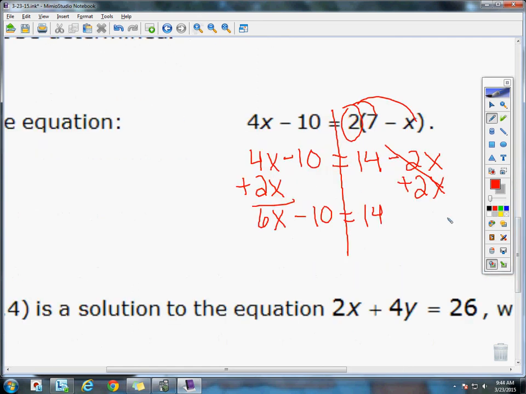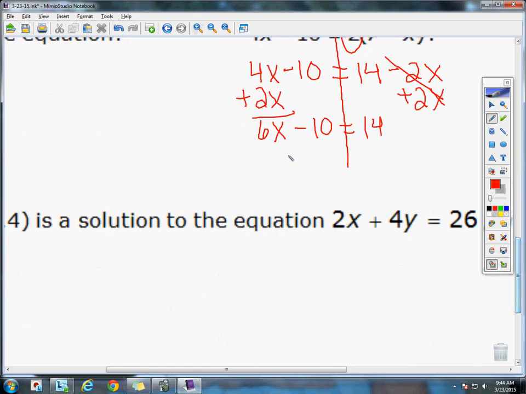Alright, and then we have a simple two-step equation. So if I have a minus 10, I'm going to add 10 on both sides. Those cross out. I have 6x is equal to 14 and 10, which gives me 24. Okay, and then I'm going to divide both sides by 6. So x is equal to 4.